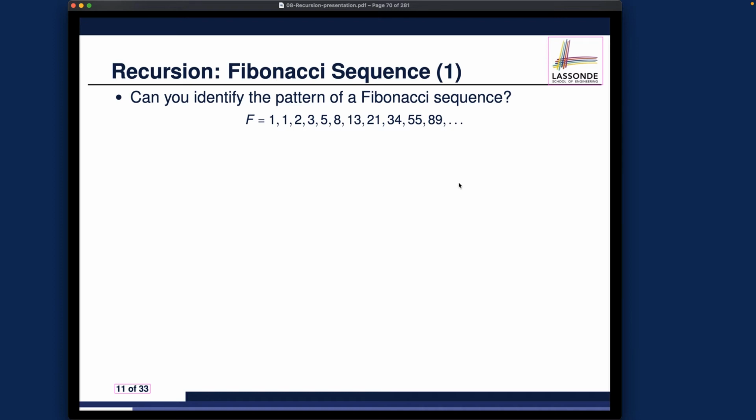Let me let you pause the video and think about it. All right, assuming that you thought about it and hopefully derived the pattern, let's take a look.